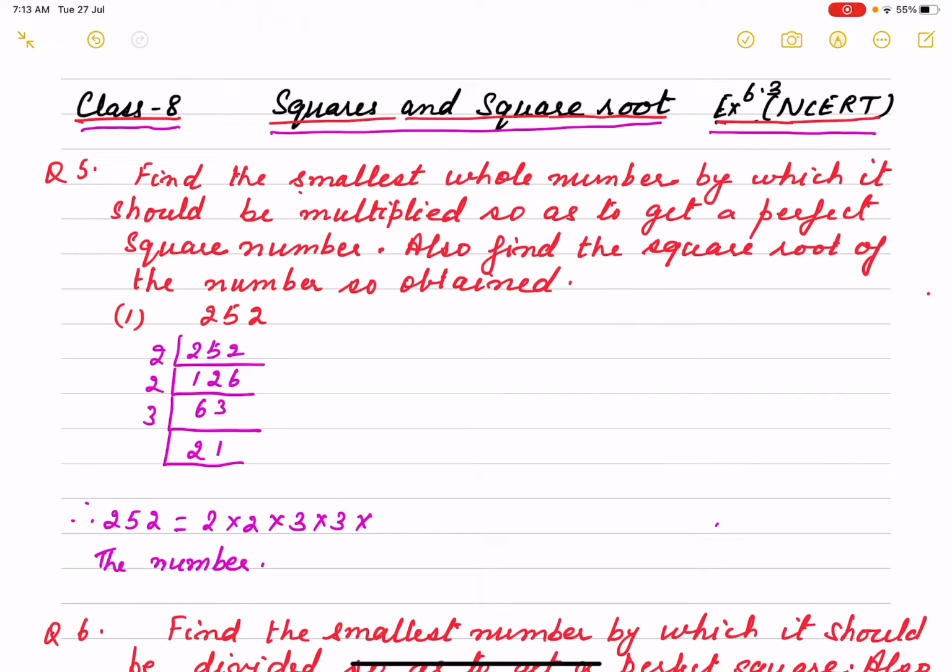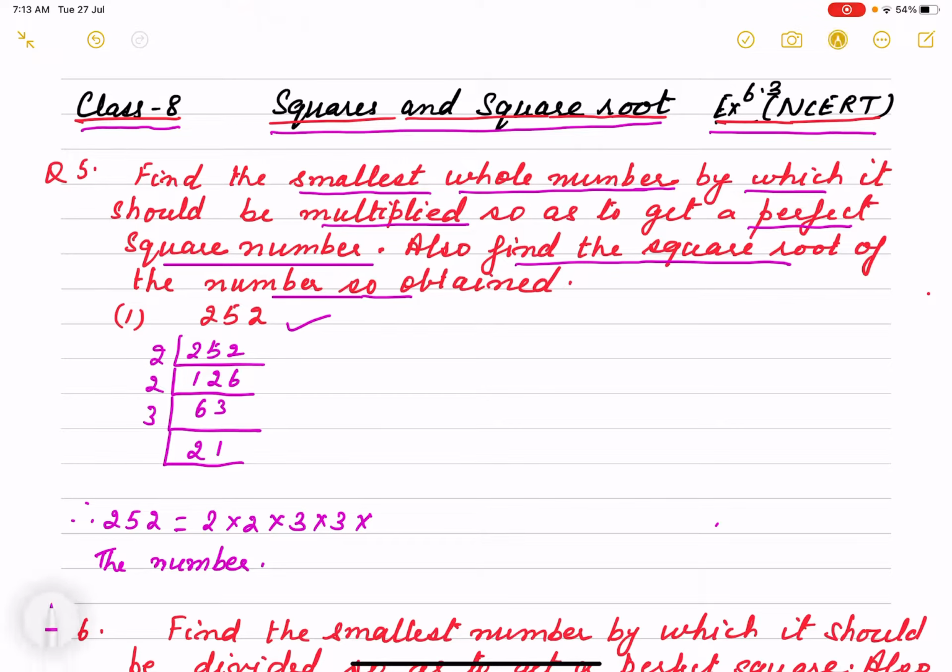Good question: find the smallest whole number by which a number should be multiplied so as to get a perfect square. All of you know what a whole number is. We want to get a perfect square number, and we also have to find the square root of that perfect square. The first example I have taken is 252.